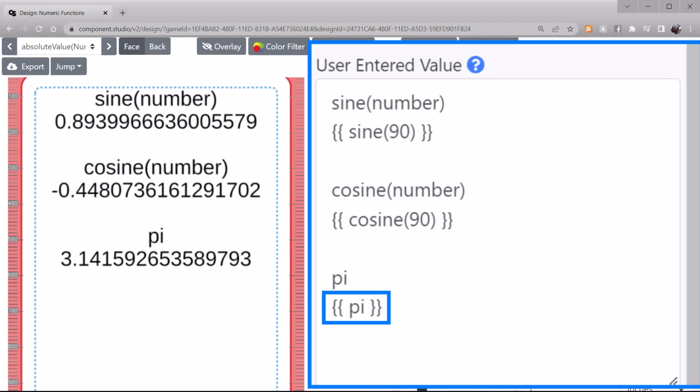And finally, to wrap it up, we have pi. Pi is a mathematical constant that is the ratio of a circle's circumference to its diameter. Using the pi function here is a shortcut, and it acts as pi out to the 15th decimal place.